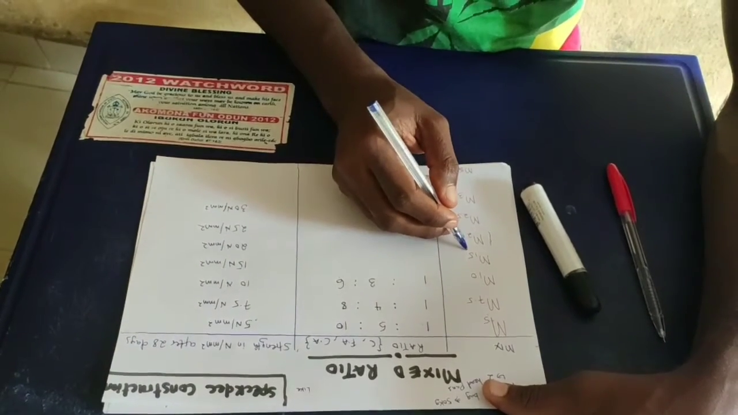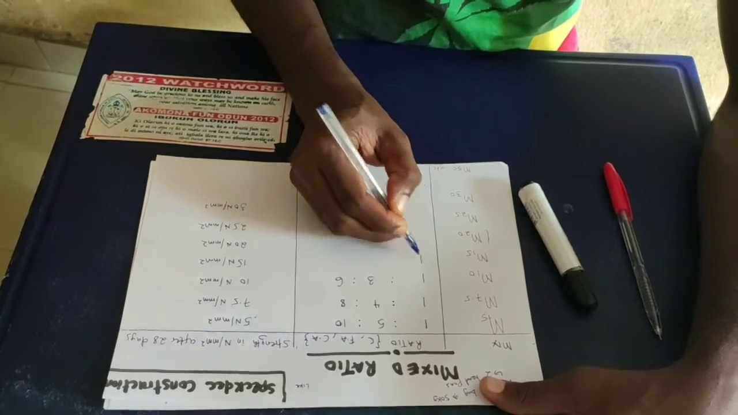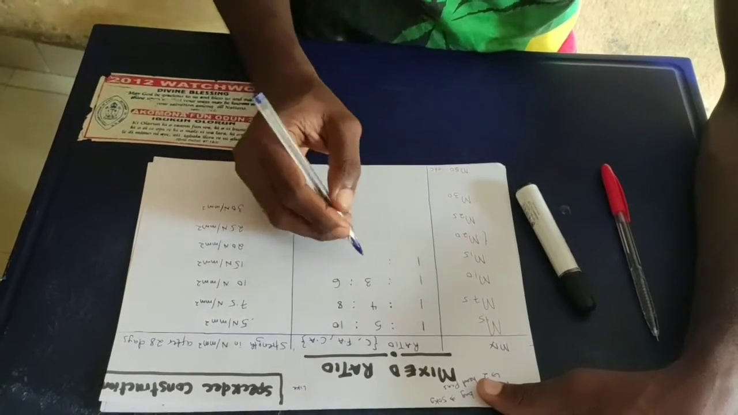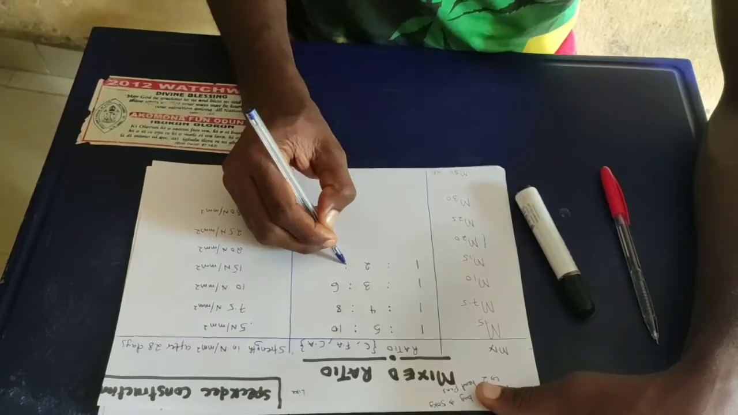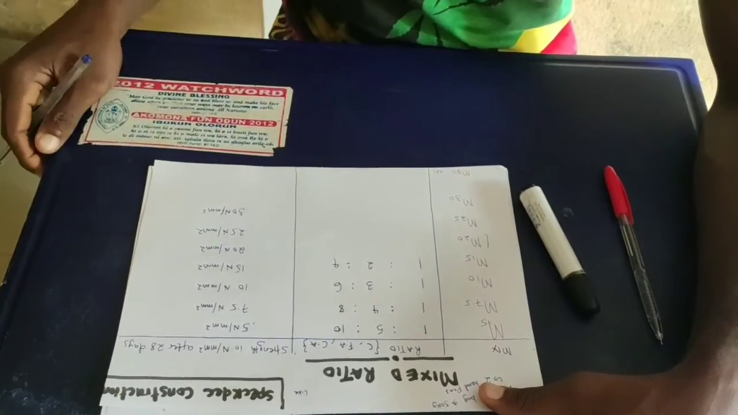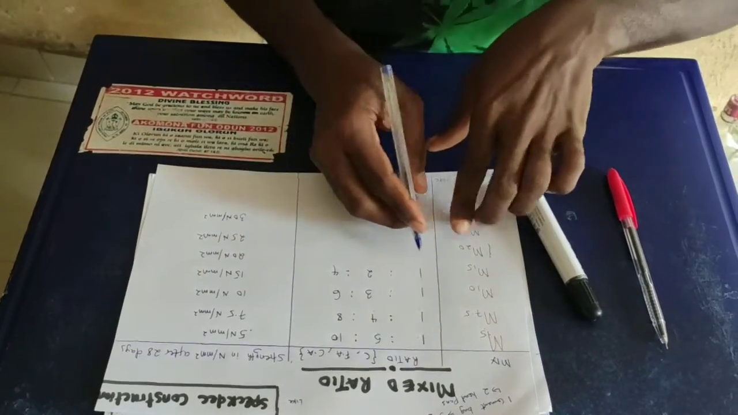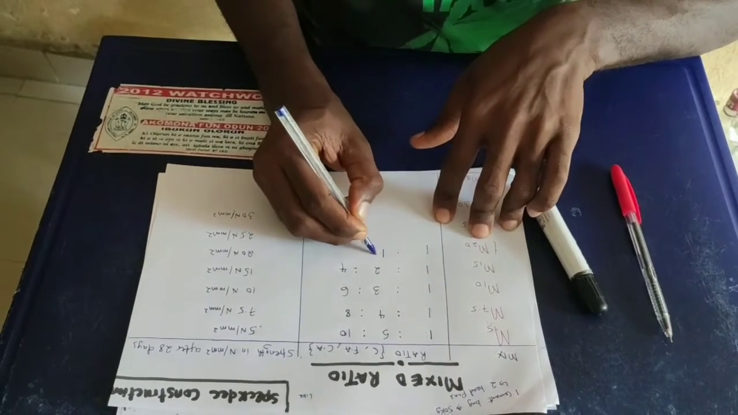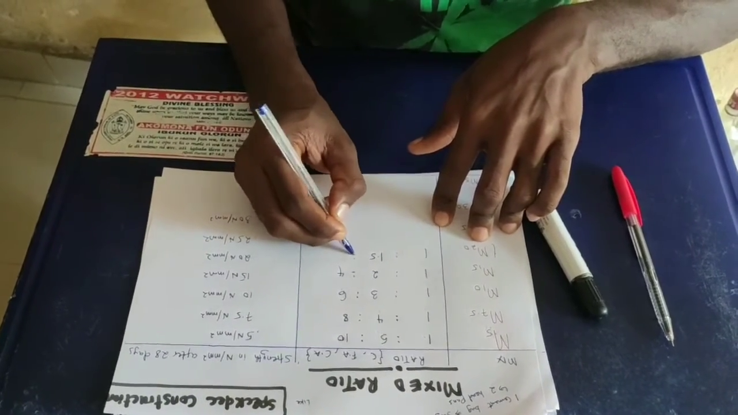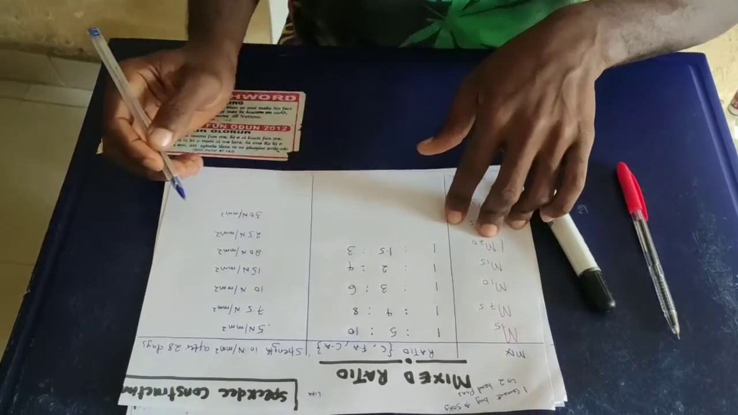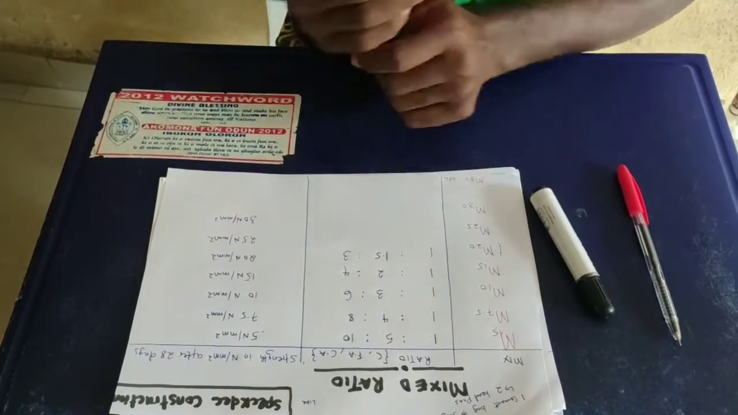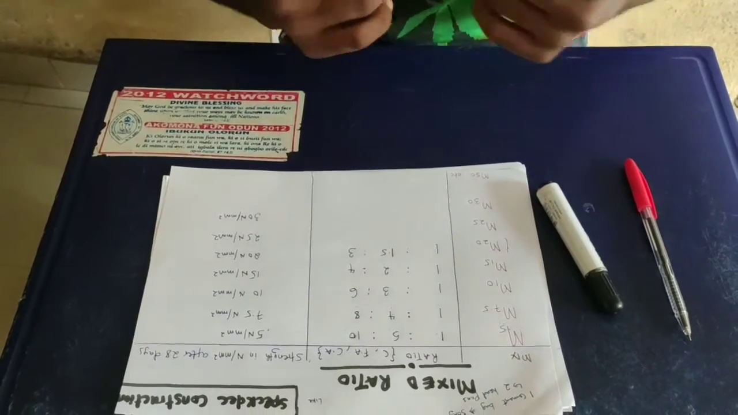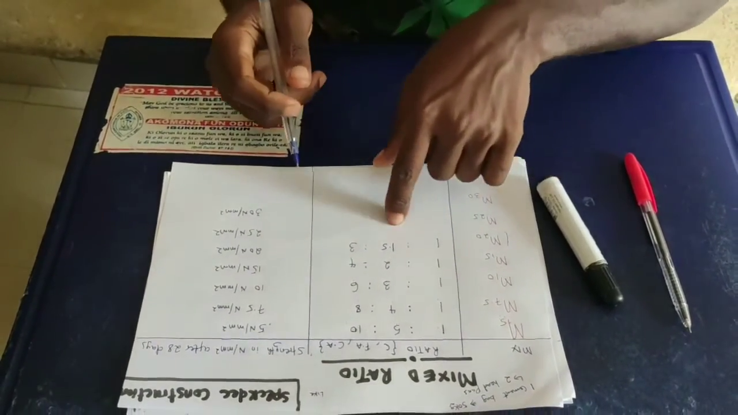Now for M15, you have 1 is to 2 is to 4. And for M20, you have 1 is to 1.5 is to 3. I'm going to give a formula to get these things, so don't just hold on, I'm coming to that point. So 1 is to 1.5 is to 3.